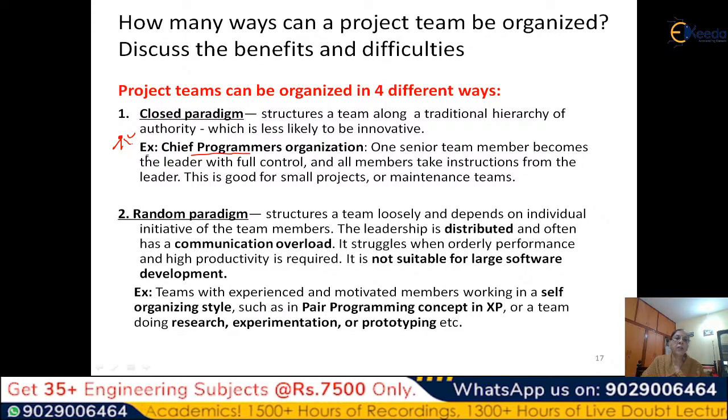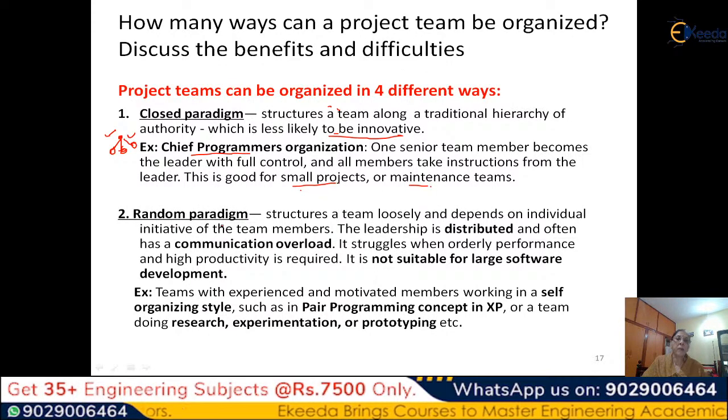What is the advantage? The control is very high. That is the advantage. But what is the disadvantage? There is no chance of being innovative. These people are only obeying. They are not allowed to think. So innovativeness doesn't come. This is good for small projects or for maintenance teams.